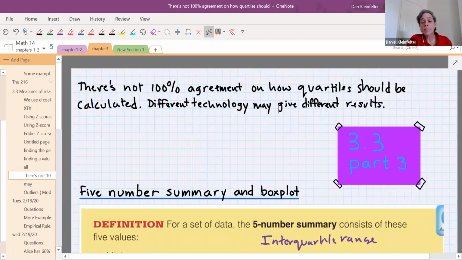Welcome back, everybody. In this video, we'll be finishing up section 3.3. We just got done working on quartiles and percentiles, and in this section, we're focusing on box plots.